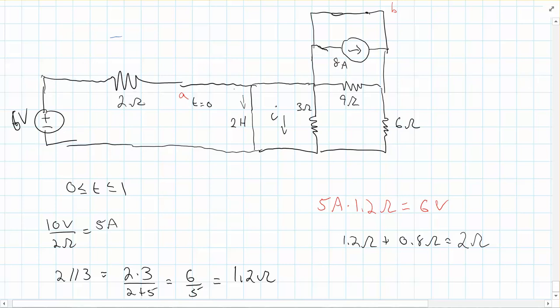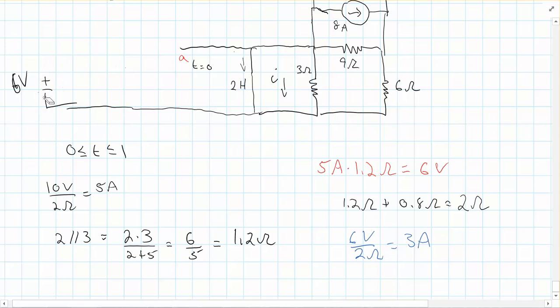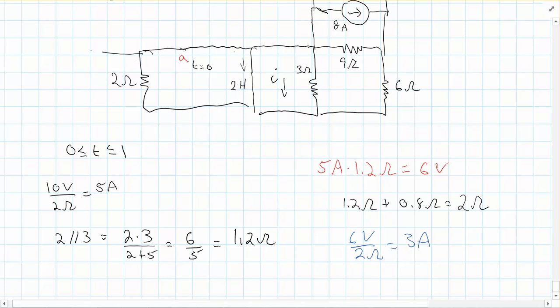Alright, so I'm going to erase this now. Two ohms. And then I'm going to do one more source transformation. I'll write this one in blue. 6 volts divided by 2 ohms, which is 3 amps. And so now I've got this 2 ohm resistor and a current source of 3 amps.